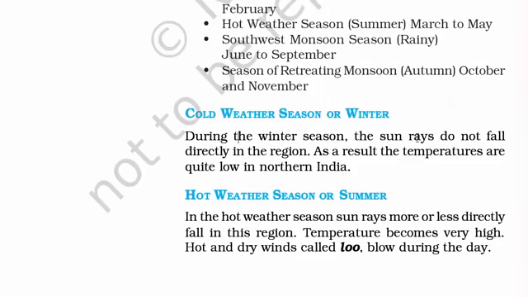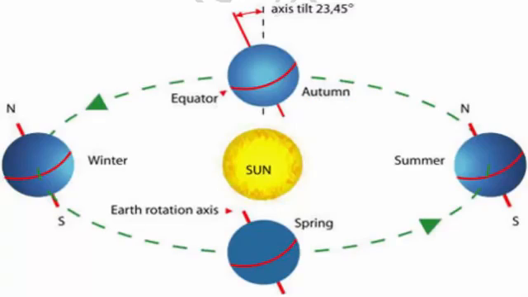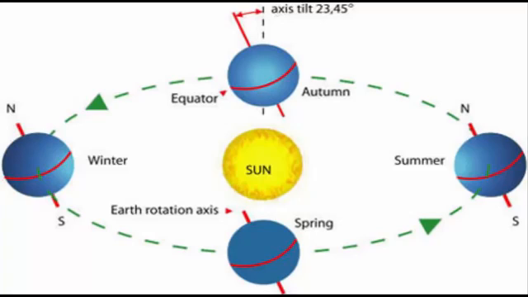Cold weather season or winter. During the winter season, the sun rays do not fall directly in the region. As a result, the temperatures are quite low in northern India. To make you understand this sentence better, I'm going to pop up a picture. Try to recognize if you remember this picture. The reason behind winter is in this picture. Have a look at this picture.